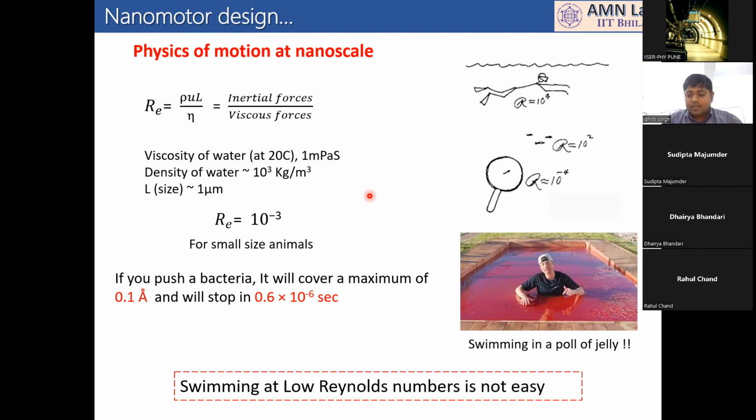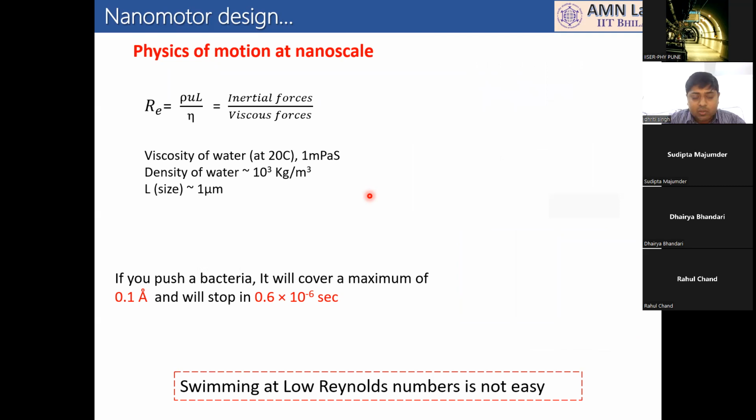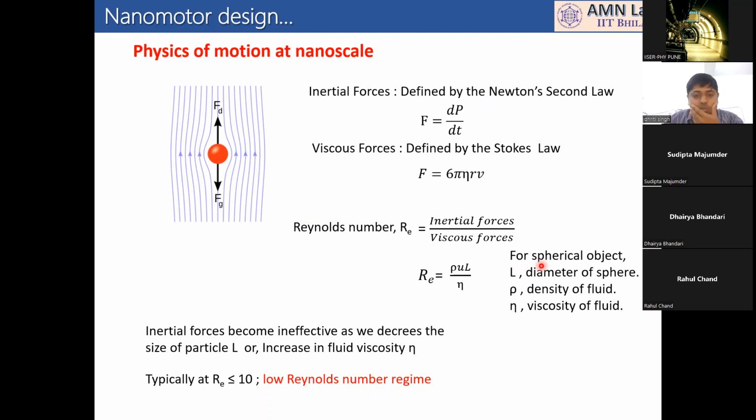What I'm discussing is simply in terms of the Reynolds number. I'm taking it as the ratio of inertial forces to viscous forces. This is the standard form of the Reynolds number. If we take the values of these forces, the relation simply comes out to be rho VL upon eta. We take the viscous forces from Stokes law, and for inertial forces we take this relation.